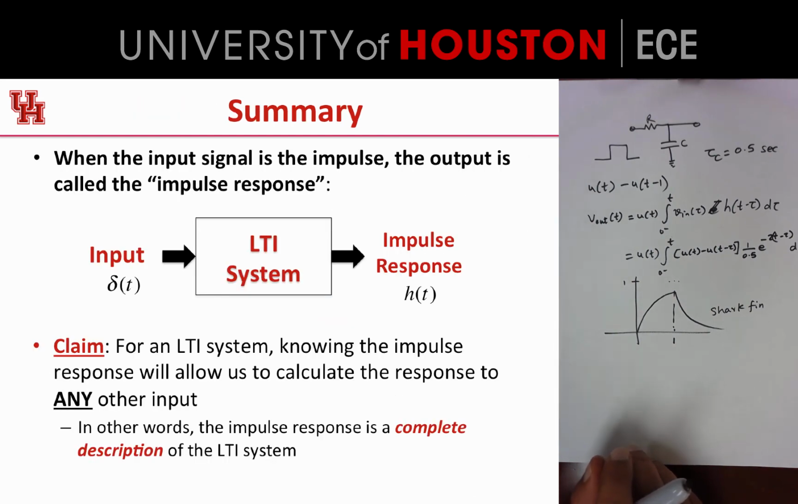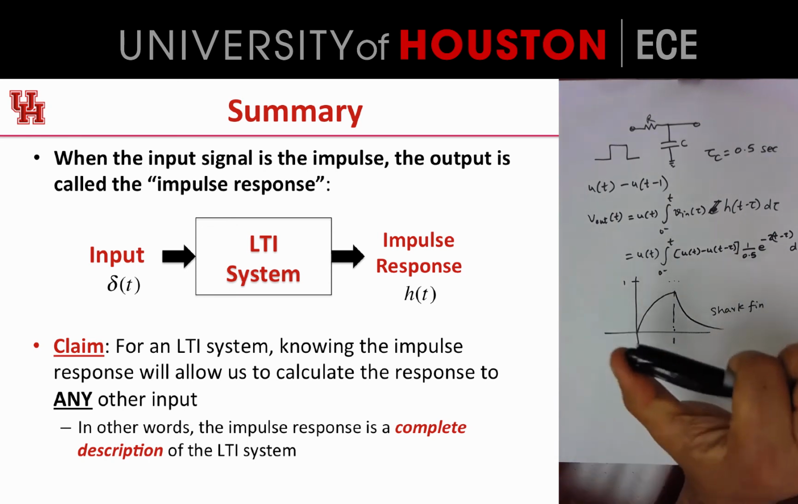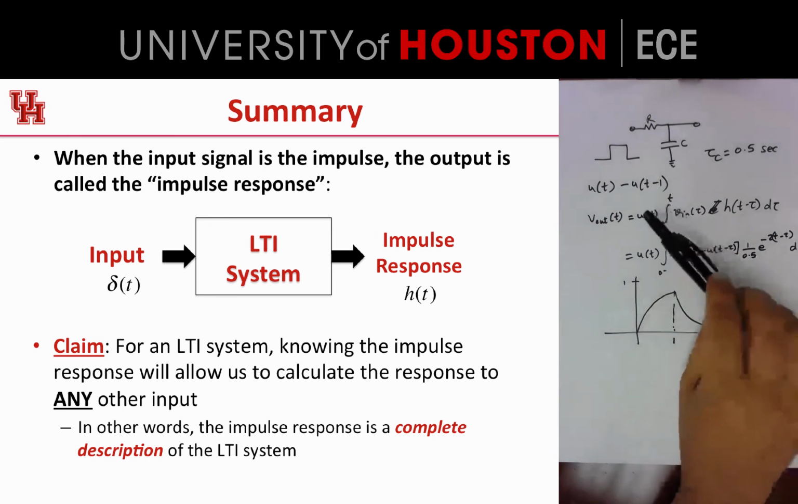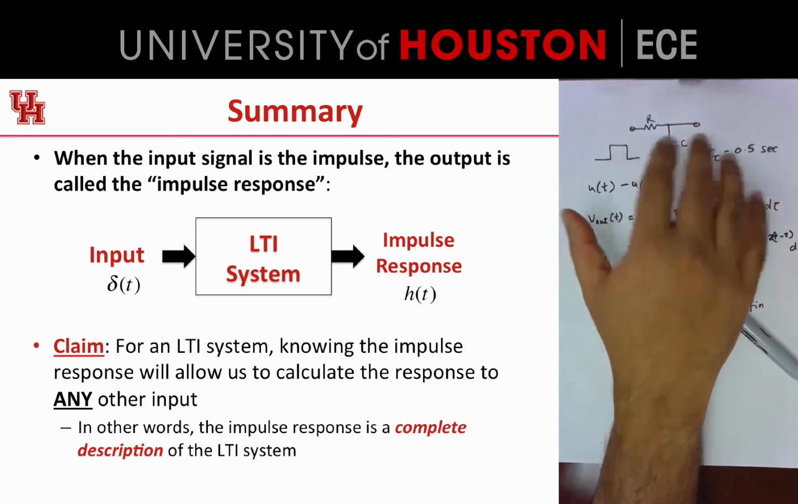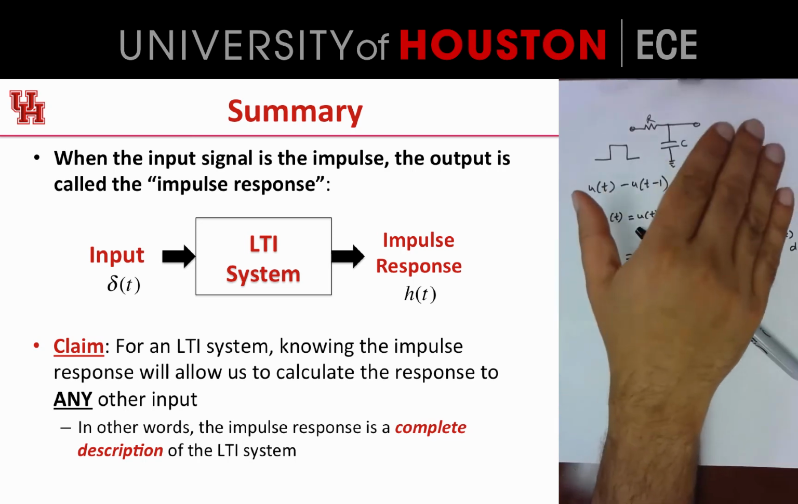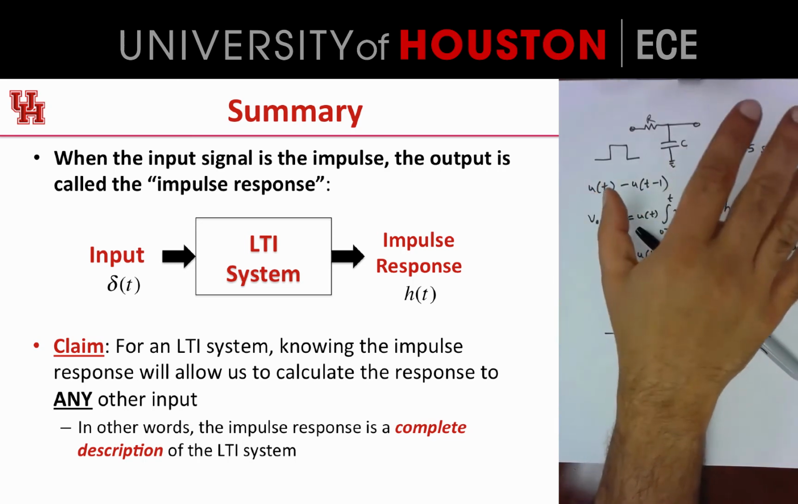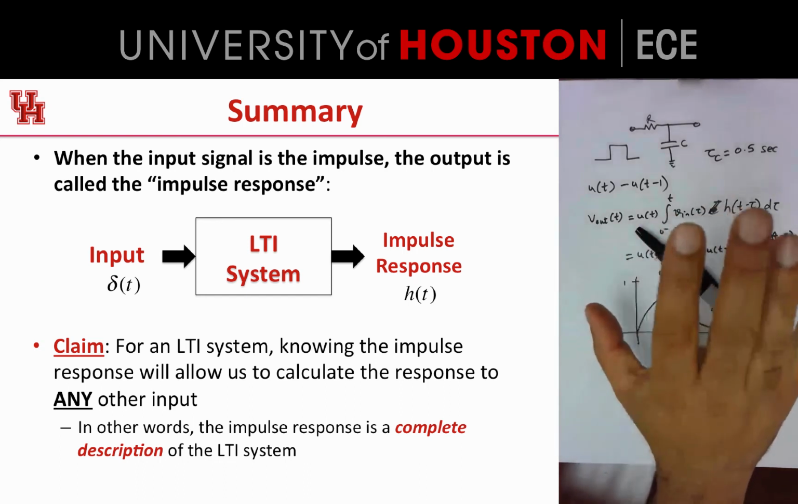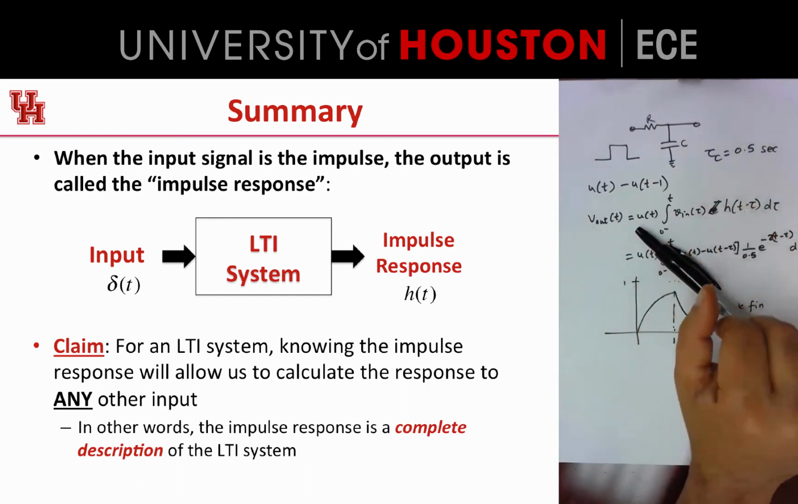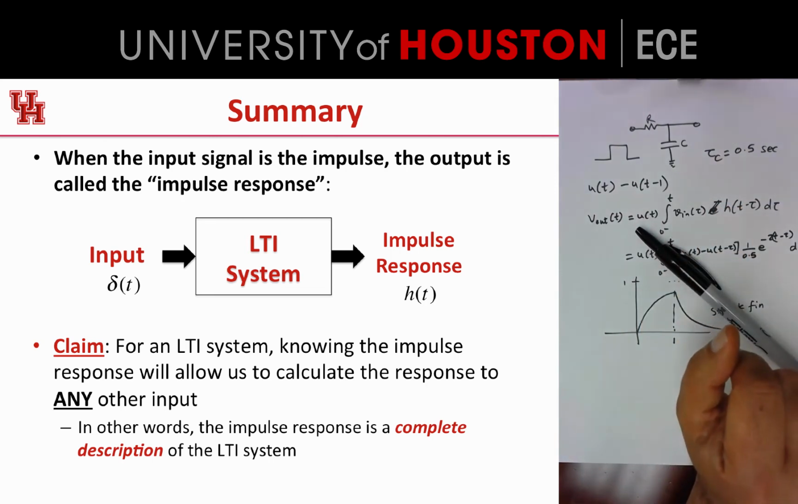So to summarize, we have talked about linear time invariant systems, and we demonstrated this claim that for a linear time invariant system, knowing the impulse response allows us to calculate its output to any input. This is powerful. This is enabling. You're going to be using this theorem for the rest of your engineering career, so try and get a firm handle on it.